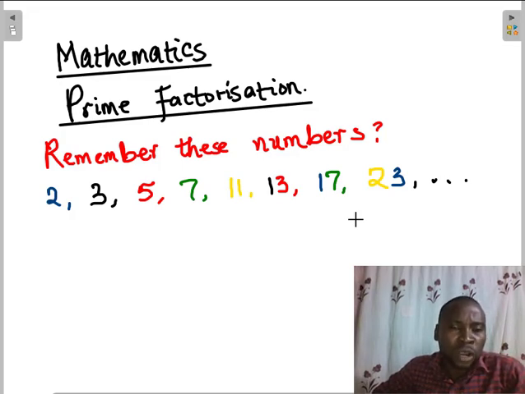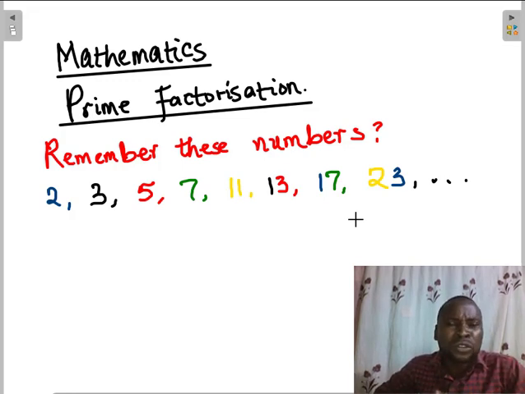Now, what do we mean when we talk about prime factorization? By prime factorization, we want to express every given number as a product of only its prime factors. What we mean by that is we want to pick any kind of number and write that number as a product of only prime numbers. That is, we want to find what kind of prime numbers we can multiply so that the answer is that number in question.